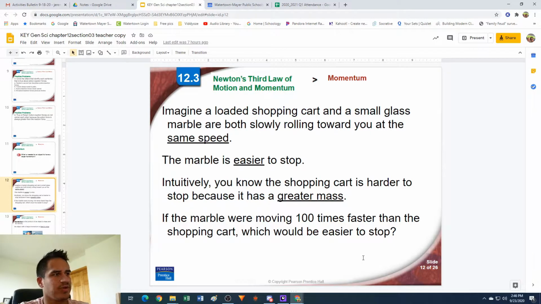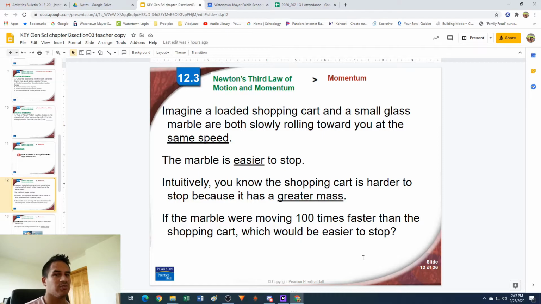So imagine you have a loaded shopping cart, and you have a small glass marble, and both are slowly rolling towards you at the same speed. If I were to ask you which one of these two objects is easier to stop, a loaded shopping cart, and when I say loaded, I mean like, imagine when you go grocery shopping with your mom and she just packs everything in that cart, right? And that cart is getting pushed at you, not super fast, but at a decent pace. And there's a marble on the ground rolling towards you at the same speed. Which one of those two is going to be more difficult to stop? Probably the shopping cart, right? And that's because it has a larger mass.